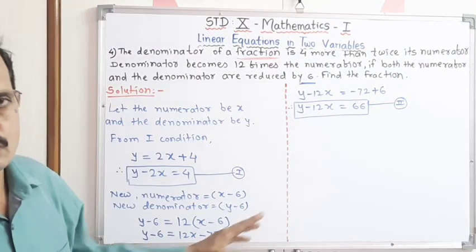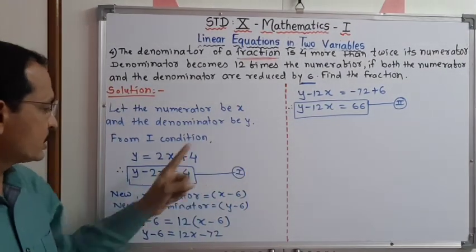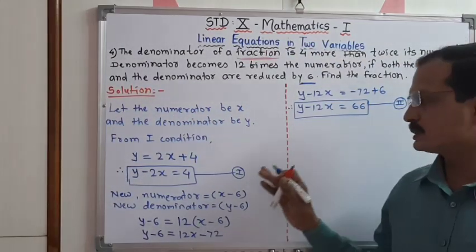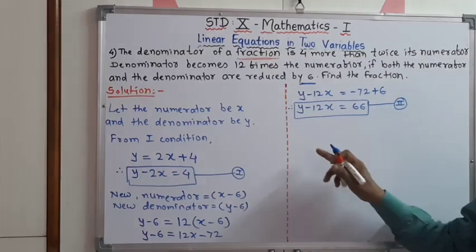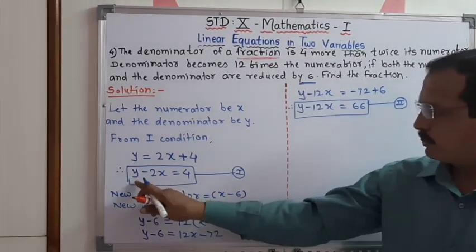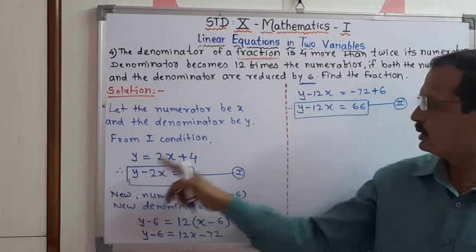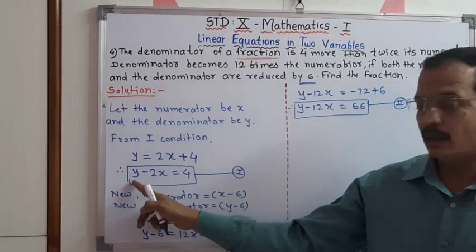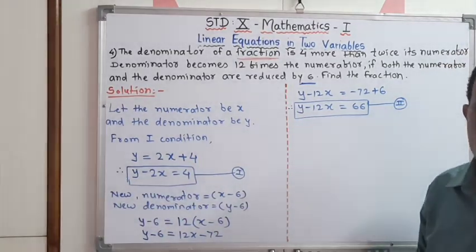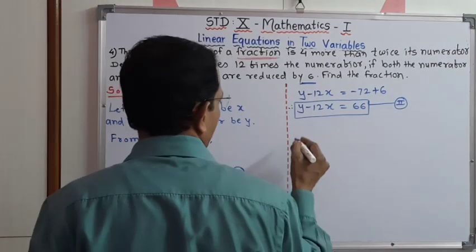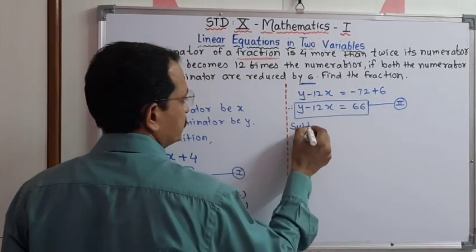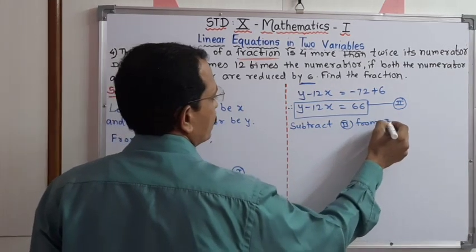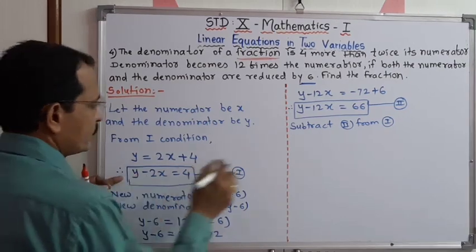Now dear students, we have to solve these two equations. Observe these two equations. We can solve this by Cramer's rule. We can solve this by elimination by equating the coefficient. Now see, variable y, the coefficient is 1, here it is 1, and the signs are the same. Therefore we have to do the subtraction, and for that purpose we have to write here: subtract second from first.